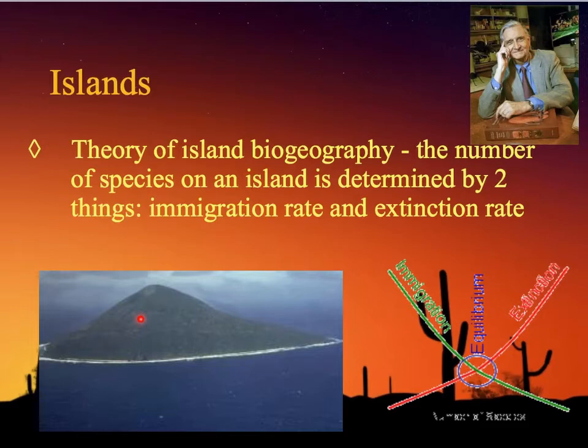Makes sense, all right? The closer you are to other areas will increase the number of things that are able to get there, so closeness. And the larger the island will also increase the immigration rate, okay? So larger and closer islands determine the immigration and the extinction rate. A larger island has less chance to become extinct, or species have less chance to become extinct, because of their ability to move across that island.